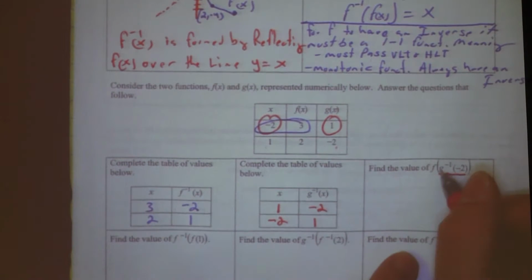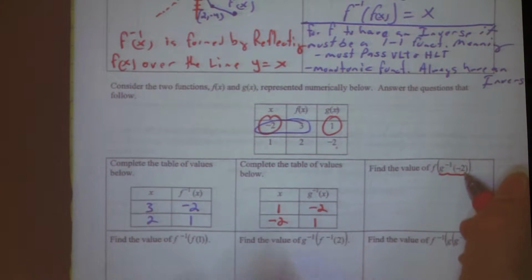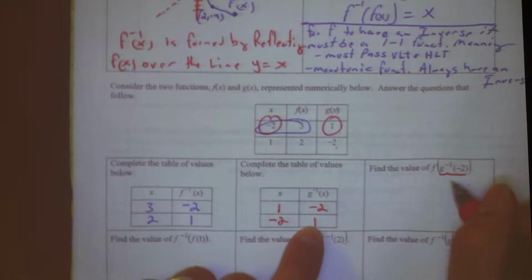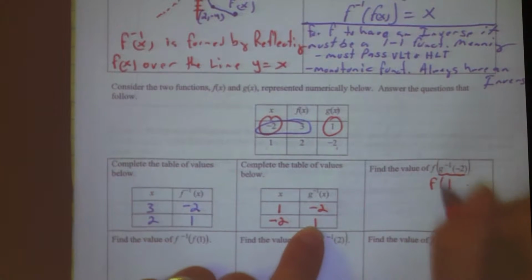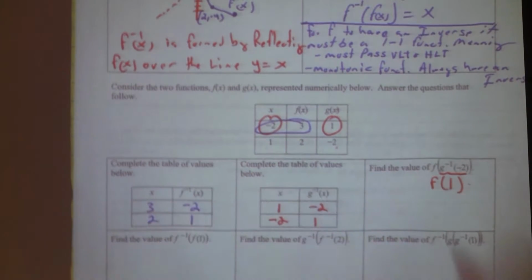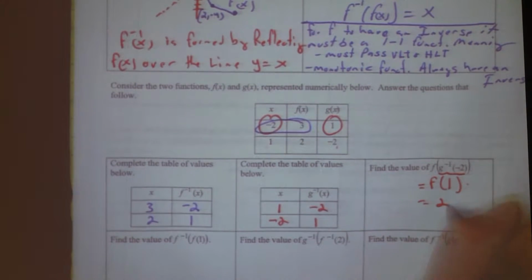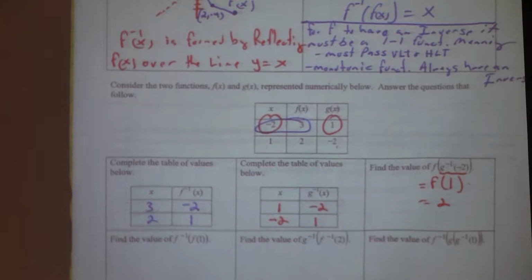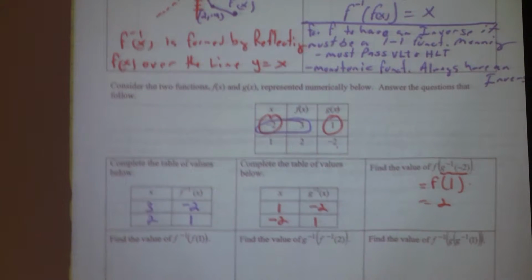So here inside, g inverse of -2 is 1. So now I want f of 1. And I can look at my original table. What's f of 1? 2. And we're done. Easy? Alright, try the next one.